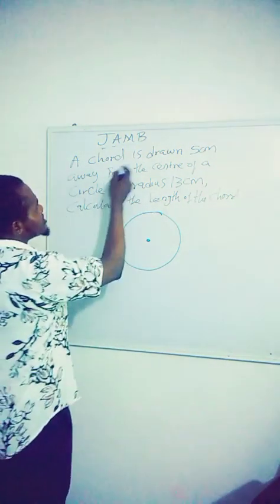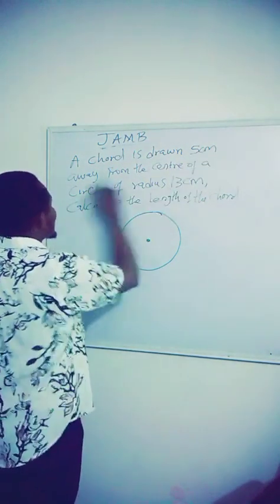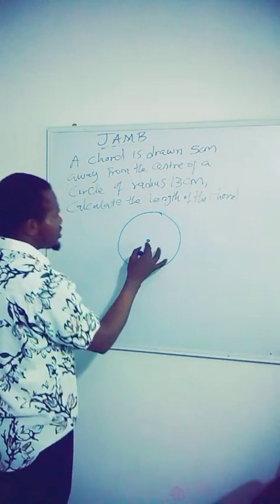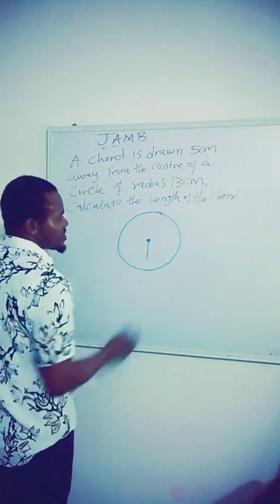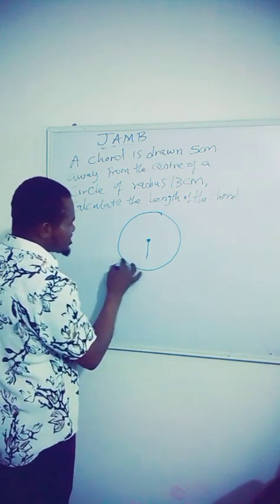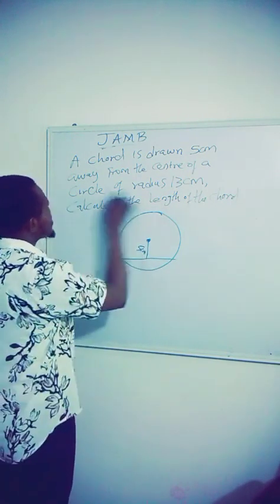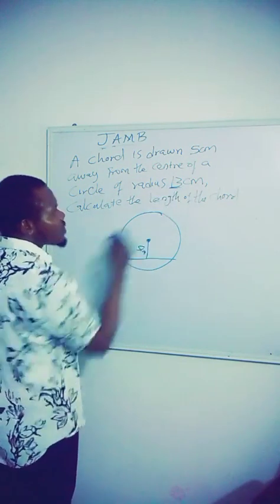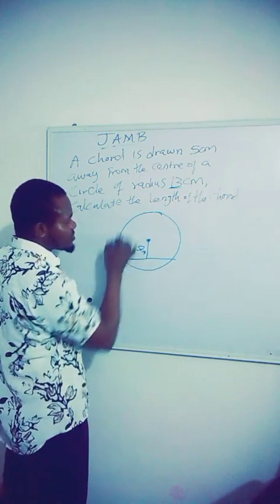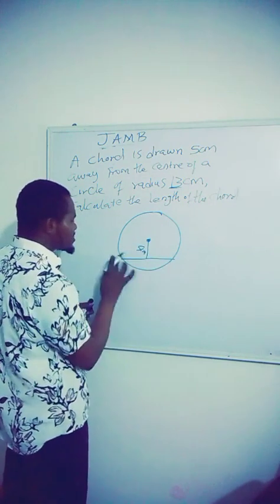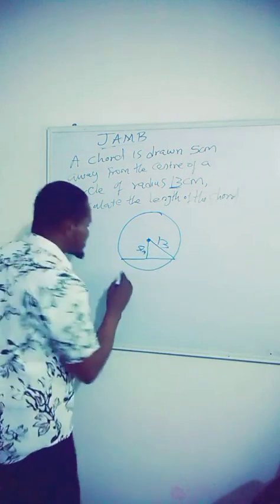Now the question says that a chord is drawn 5 centimeters away from the center of the circle. So if the center is here, 5 centimeters is this, which means this is where I have the chord. This is 5 centimeters. Now we were told that the radius of the circle is 13. A radius runs from the center to any part of the circumference. So here is the radius, 13 centimeters.